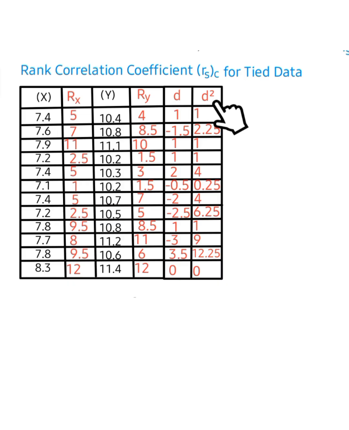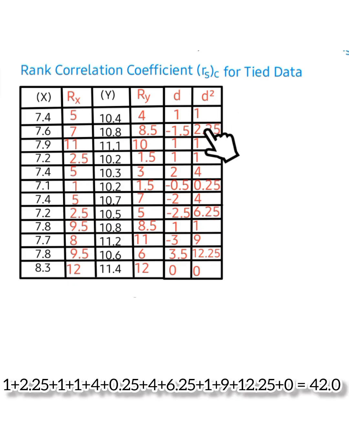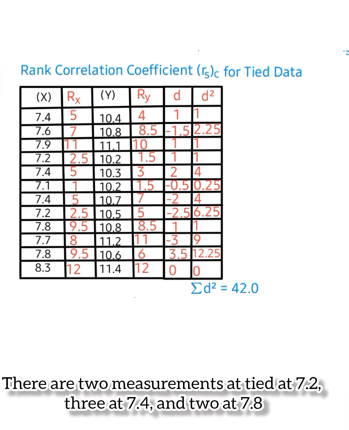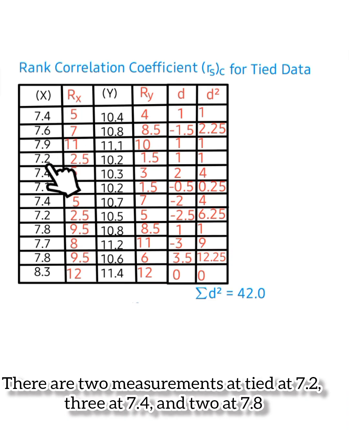Now let's get the summation of this square. Plus 2.25 plus 1 plus 1 plus 4 plus 0.25 plus 4 plus 6.25 plus 1 plus 9 plus 12.25 plus 0 gives 42.0.